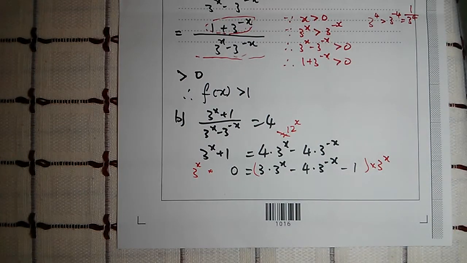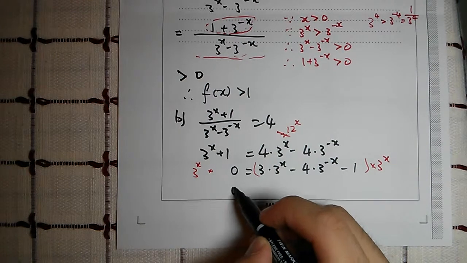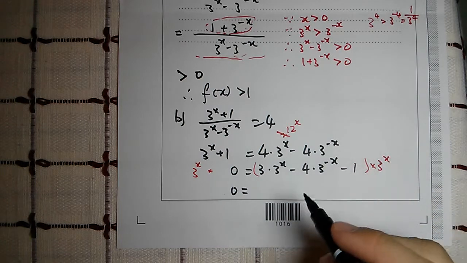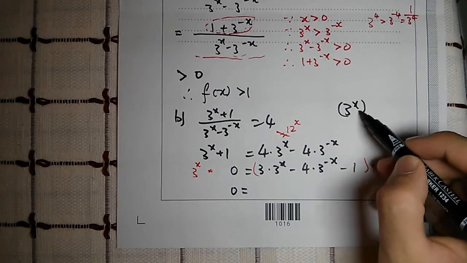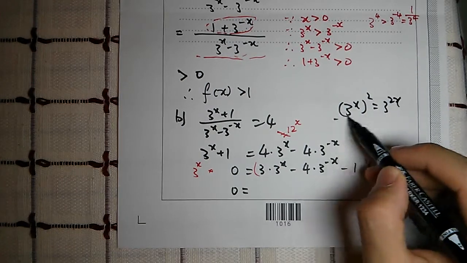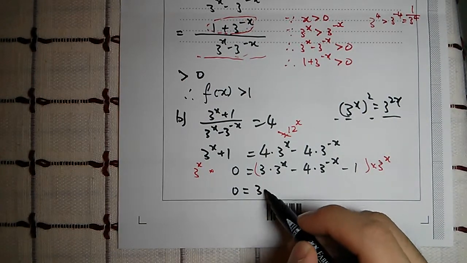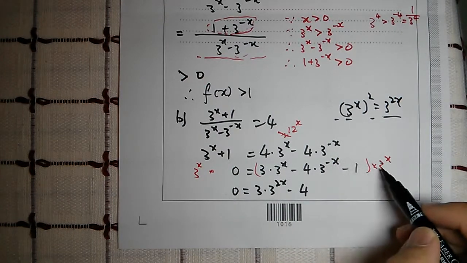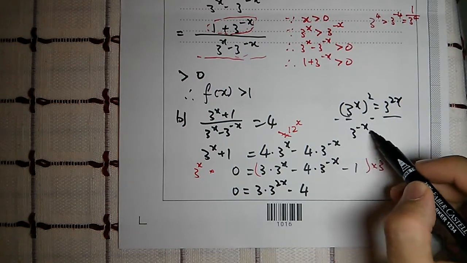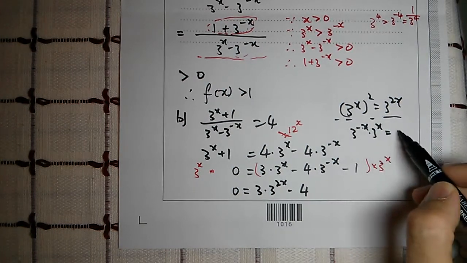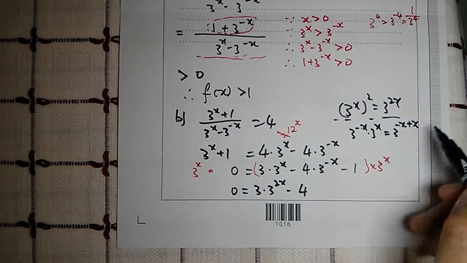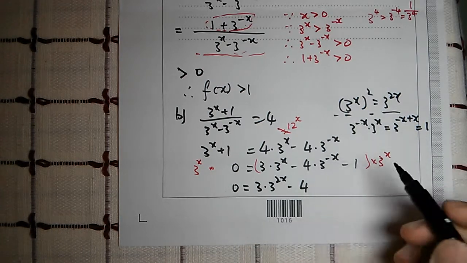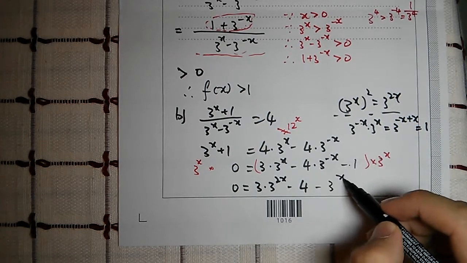For the left hand side, anything times 0 is 0, so this is still 0, equal to multiply this in. 3 to the power of x times 3 to the power of x is 3 to the power of x squared, which of course is 3 to the power of 2x, right? So you multiply this in, it is 3 times 3 to the power of 2x minus 3 to the power of negative x times 3 to the power of x, equals to, you add them up, right? You add up the power negative x plus x, which is 0, 3 to the power of 0 is 1, 4 times 1 is 4. So that's it, just a 4, minus 3 to the power of x.